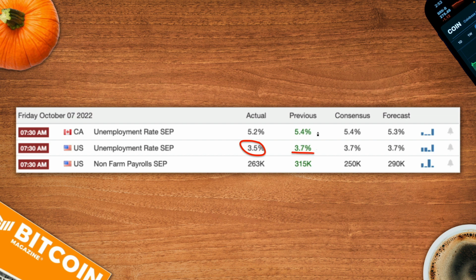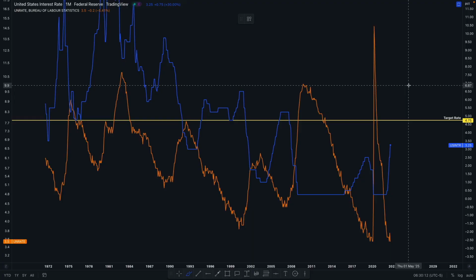Basically what this means is that it shows the Fed that them raising interest rates as of right now is not having a direct correlation in terms of rising unemployment, which gives them the green light to continue to raise interest rates. So why is that important? Why do we care? And how does that even affect the markets? Well, I'm glad you asked.